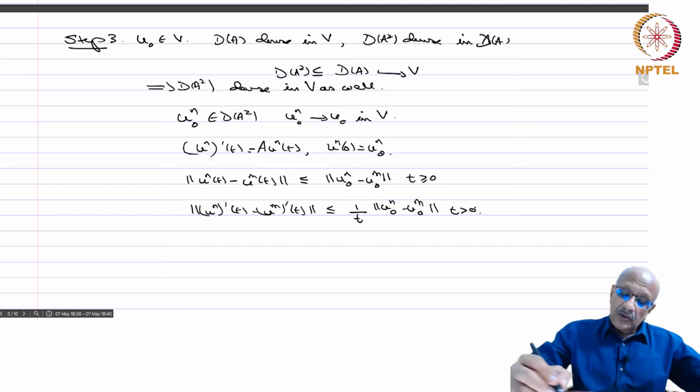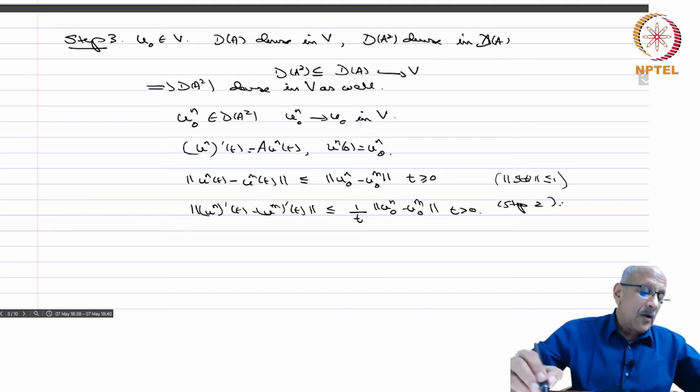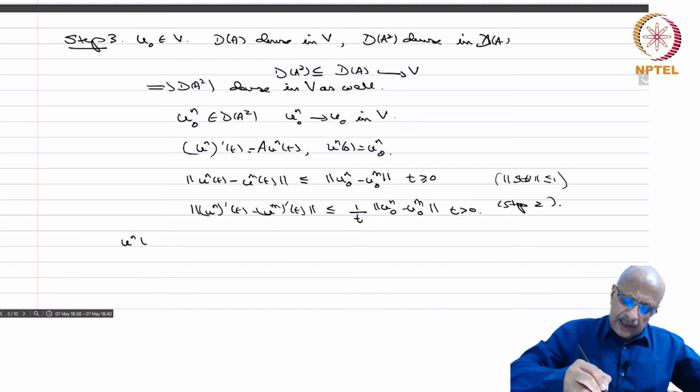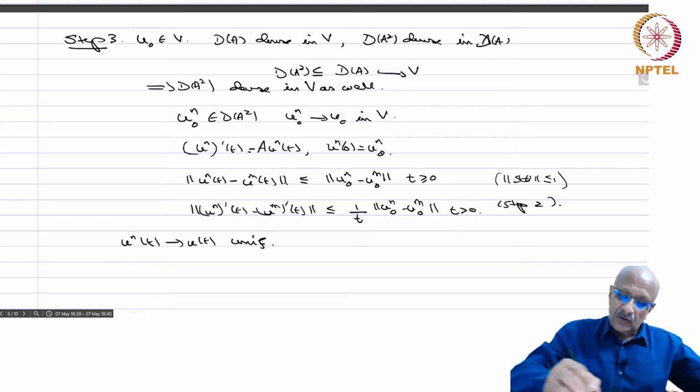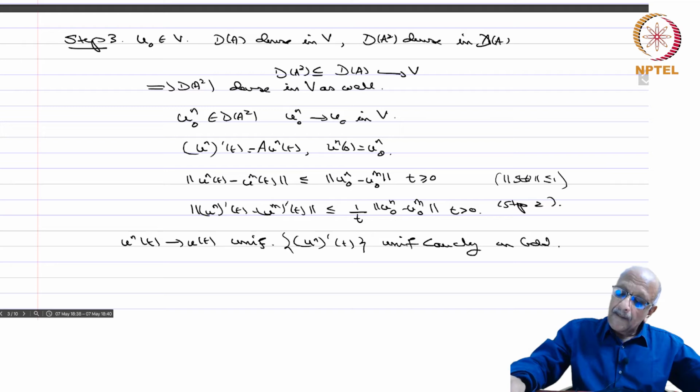Okay. Now, the first one just comes from the fact that you have this contraction semigroup, and also the norm of S(t) is less than or equal to 1. And the second one comes from step 2. So, then you have that un(t) converges to u(t) uniformly, because this is uniformly Cauchy, and un'(t) is uniformly Cauchy on bounded intervals.